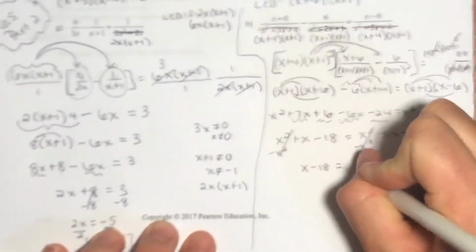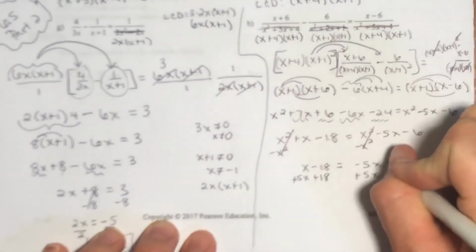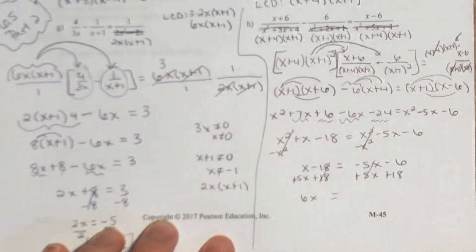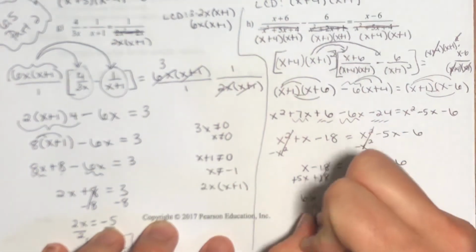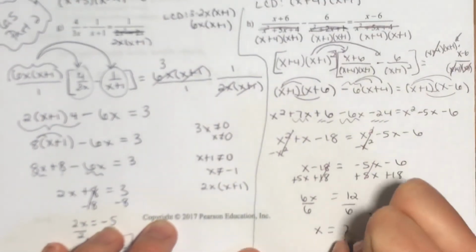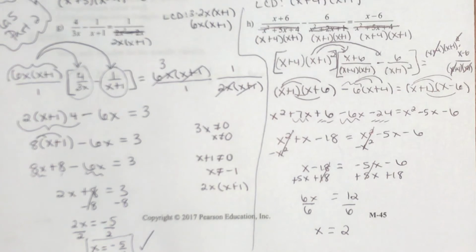And then I can add 5x to both sides. I'll also add 18 to both sides. We'll get 6x is equal to 12. Divide by 6, and we get x is equal to 2. Sorry about the shake. Okay, so we end up with x is equal to 2.